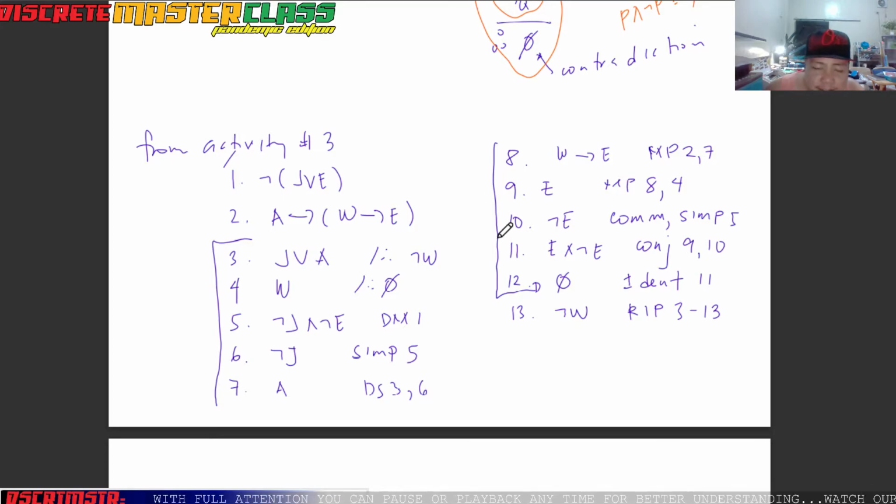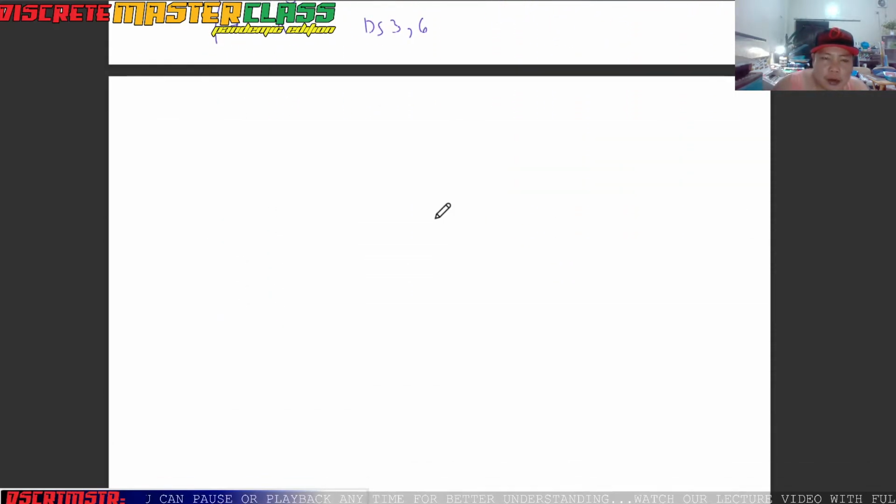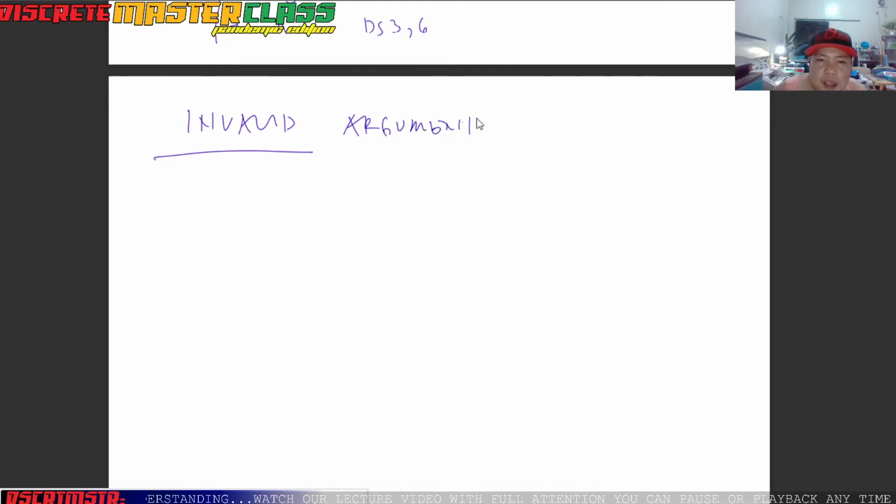Next is, that's all about valid arguments. After ng valid, alam natin na mayroon tayong tinatawag na invalid. Now, let's talk about invalid now. So, sa valid, lahat ng sulok ng valid, meron ka ng direct proof, meron ka ng rules of RCP, option, at meron ka ng rules of indirect proof, RIP. Now, let's talk about invalid argument. Hindi lahat ng arguments ay valid. May mga arguments na invalid.